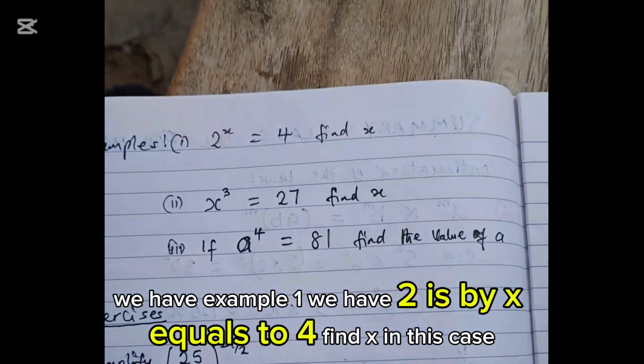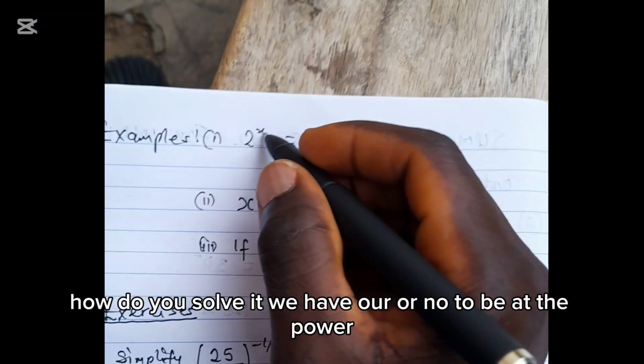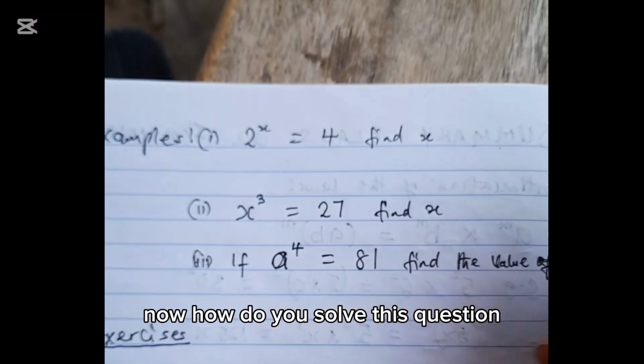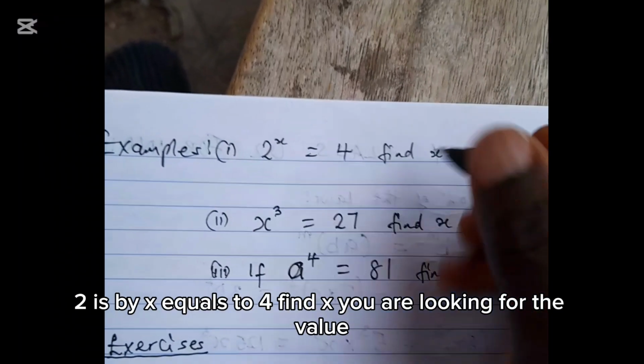We have 2 raised to power x equals 4. Find x. In this case, how do you solve it? We have our unknown at the power. Now, how do we solve this question? 2 raised to power x equals 4. Find x. You are looking for the value.